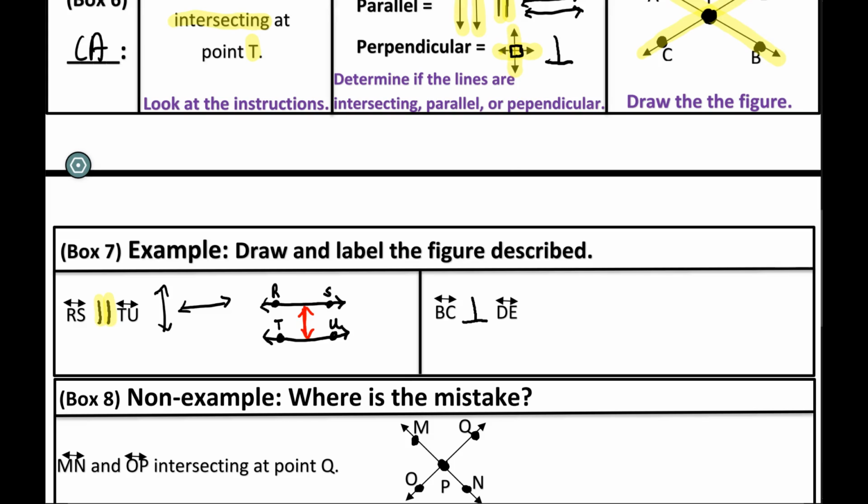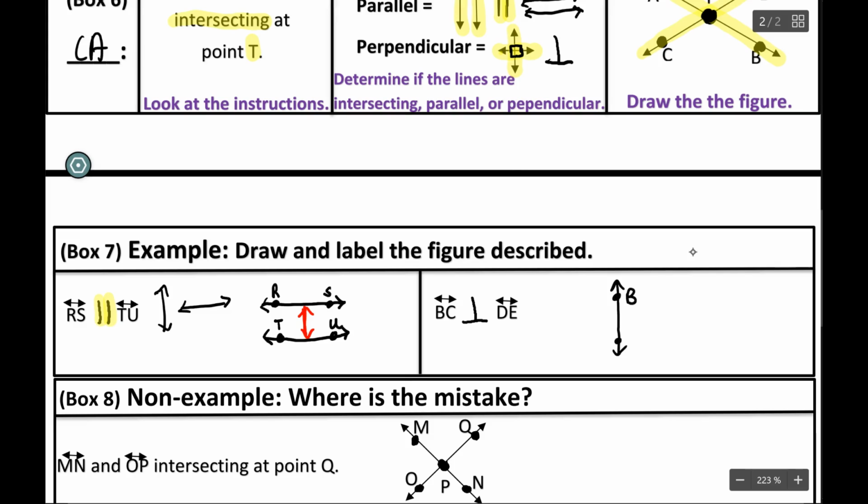Okay, it's not just two lines with no points. Kind of keep that in mind. Going into our next example, I have line BC, and that is perpendicular to line DE. So I'm going to draw one line going straight up and down. Put my points. 1, 2.